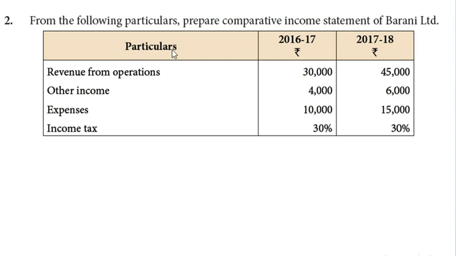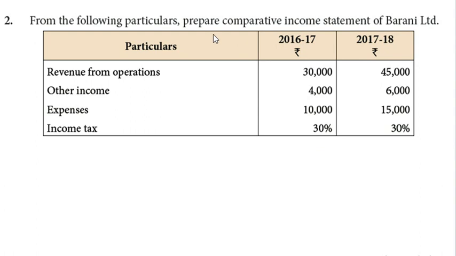The given particulars are: revenue from operations for the year 2016-17 is rupees 30,000 and for the year 2017-18 is 45,000. Other income is 4,000 for the year 2016-17 and 6,000 for the year 2017-18. Expenses are rupees 10,000 for the year 2016-17 and 15,000 for the year 2017-18. Income tax is 30% for the year 2016-17 and again 30% for the year 2017-18.